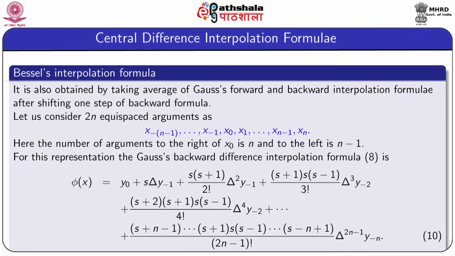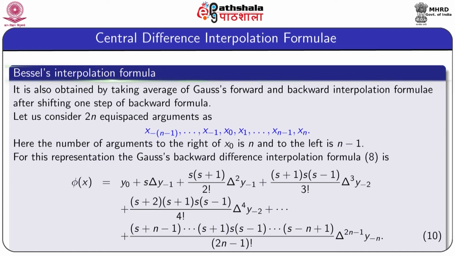Now, I go to another interpolation formula called Bessel's interpolation formula. It is also obtained by taking the average of the Gauss forward and backward interpolation formulae after shifting one step of the backward formula. So, let us consider 2n equispaced arguments, where x0 is taken as the middle one, and there are n points to the right of the middle point x0 and n minus 1 points to the left of the point x0.